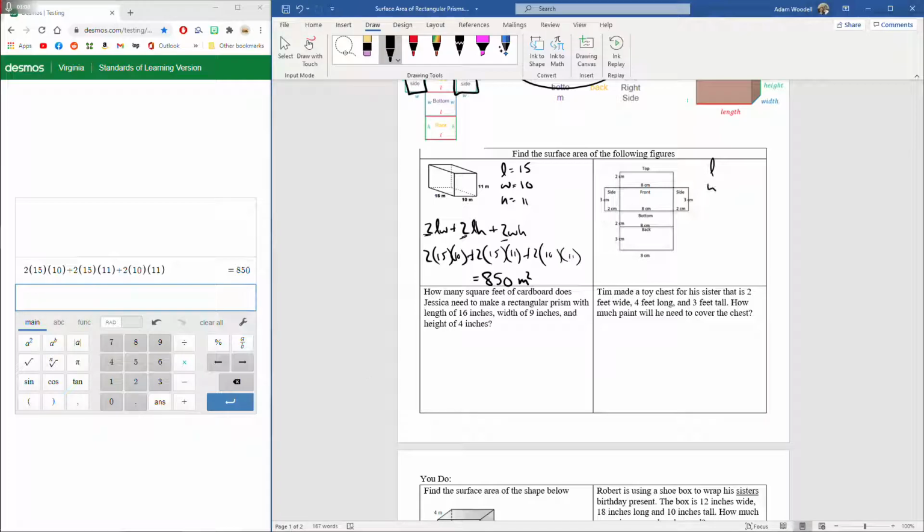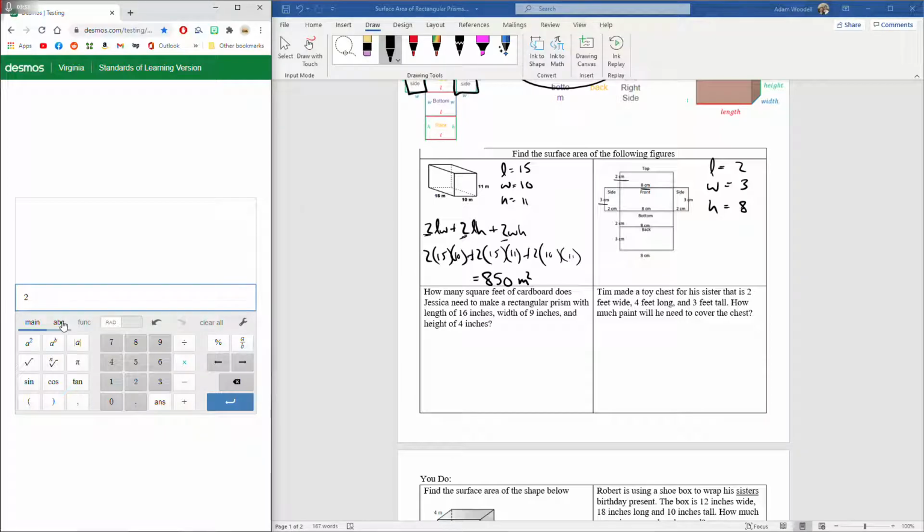So for this next one, it looks like it's already unfolded for us, but that doesn't really matter, because I just want to pick one number to be my length, one number to be my width, and one number to be my height. So it looks like I've got a 2, a 3, and an 8. Let's just say length is 2, width is 3, height is 8. And now I'm going to do something a little different. I'm going to type in my formula first and then use Desmos's ability to substitute for you to get that final answer.